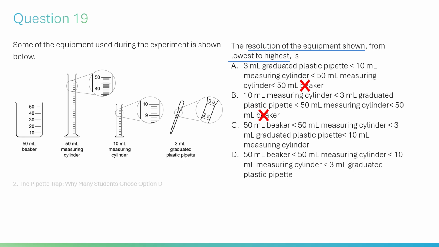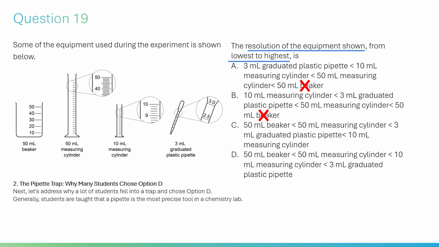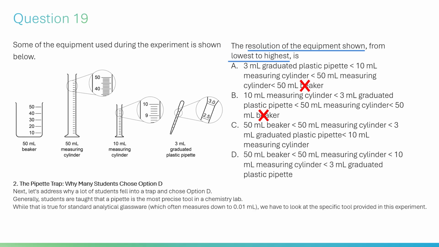2. The pipette trap. Why many students chose option D. Next, let's address why a lot of students fell into a trap and chose option D. Generally, students are taught that a pipette is the most precise tool in a chemistry lab. While that is true for standard analytical glassware, which often measures down to 0.01 milliliters, we have to look at the specific tool provided in this experiment.